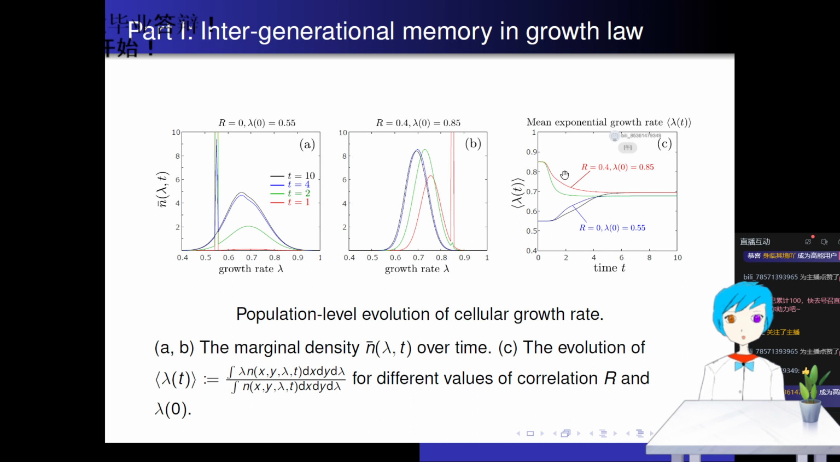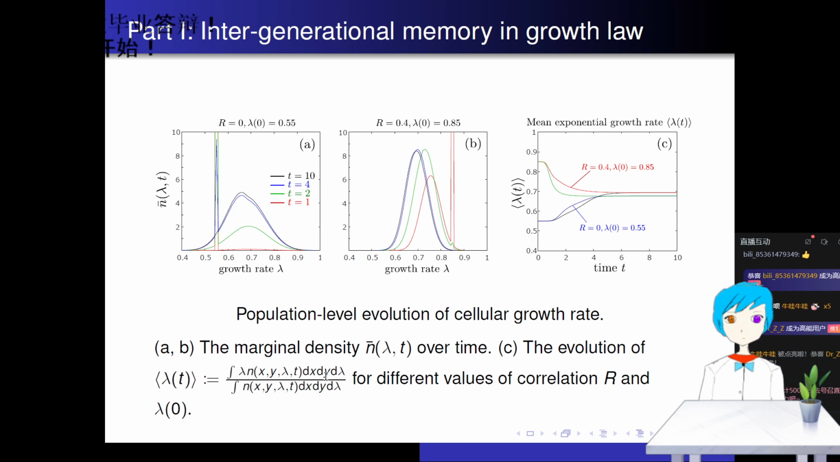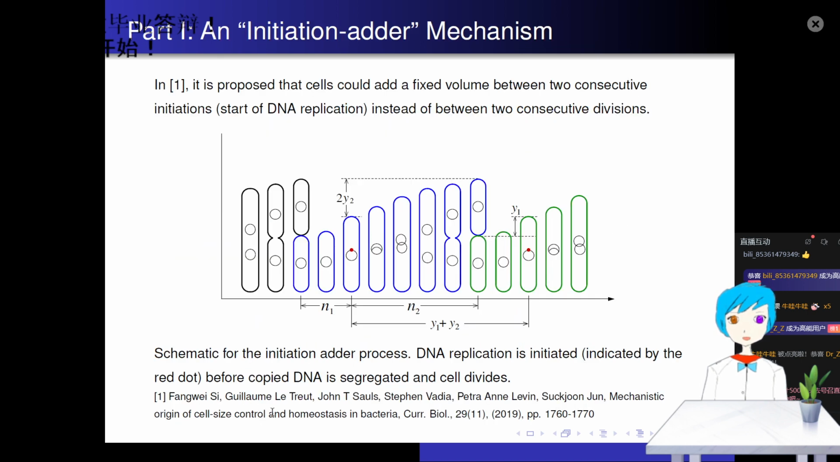We found that after running the simulation for the PDE, the larger the correlation strength R is, the larger the mean growth rate lambda is. This is because if the correlation strength is larger, then cells that grow faster tend to have daughter cells that also grow faster, and eventually those fast-growing cells will account for a larger ratio in the overall cell population, which makes the average growth rate also faster. So the correlation between two consecutive generations can actually change the overall cell growth pattern.